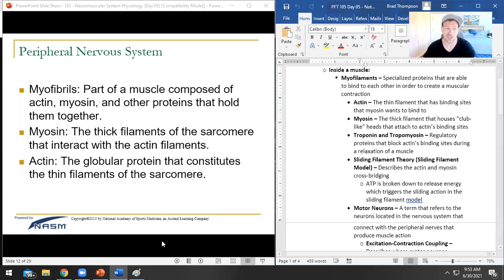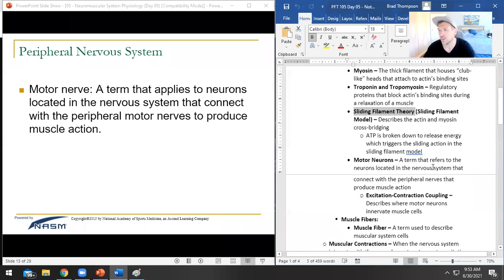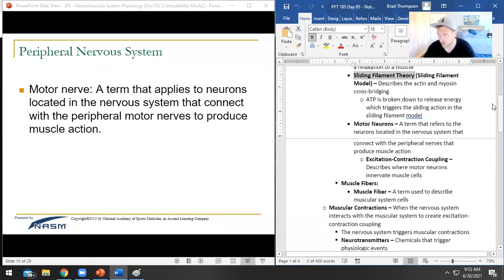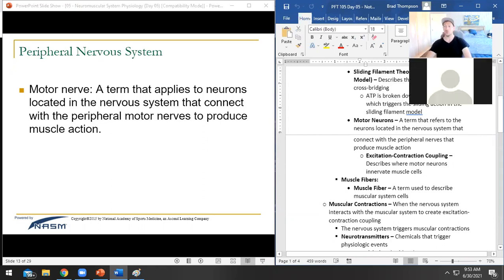And that whole process that we just talked about is the sliding filament model, or the sliding filament theory. I don't know what they call it anymore. It was theory when I learned it, and now I keep hearing the term model all the time. So, sliding filament model. And all of this takes energy, right? An ATP molecule is broken, that releases the energy, which triggers the action potential, which allows the sliding filament model to take place. Whew. It's a lot of working pieces.